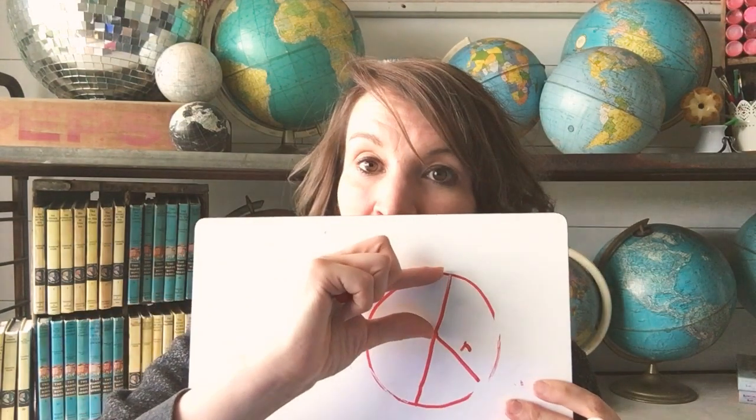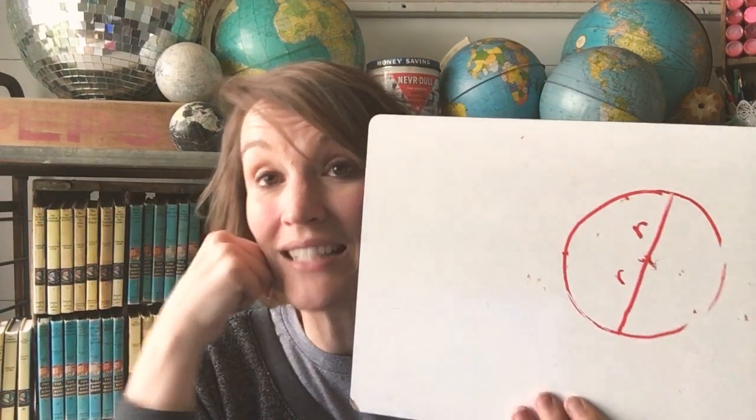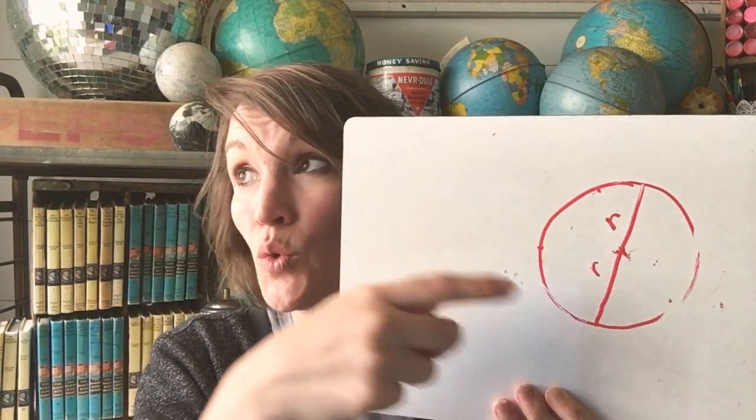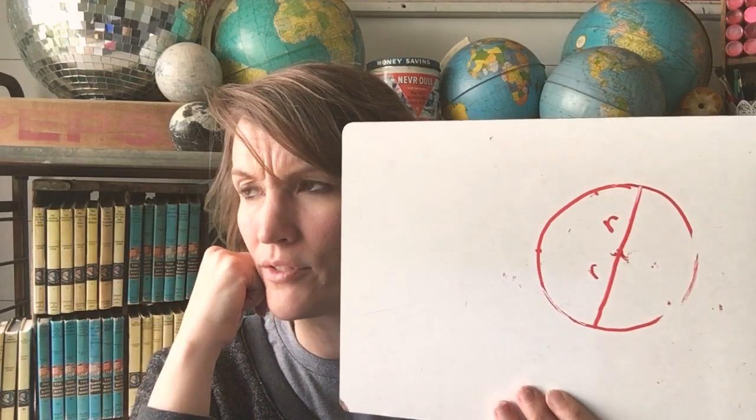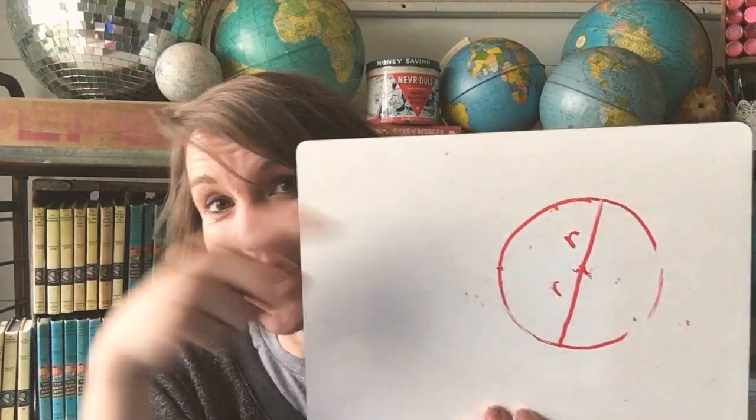What's cool about the diameter is, look at this. This little piece from here to here, it's a radius. And this little piece from here to here, it's also a radius. So when we look, a diameter is made up of 2 radii. I believe that's the plural, radii.